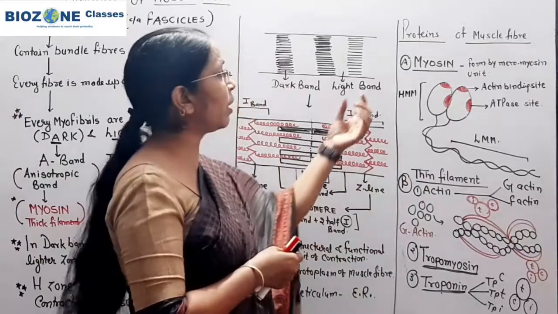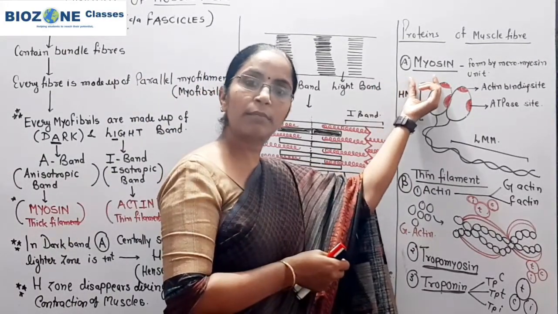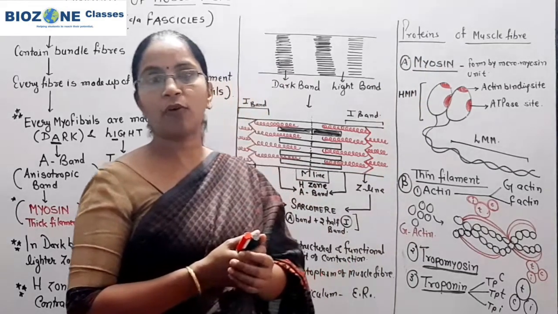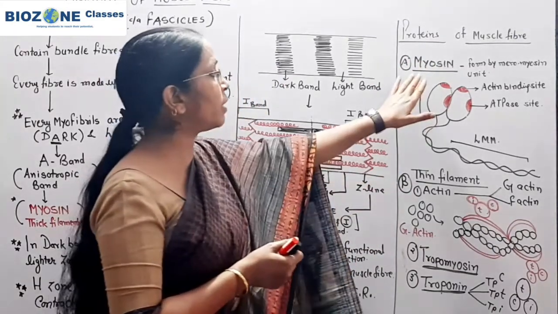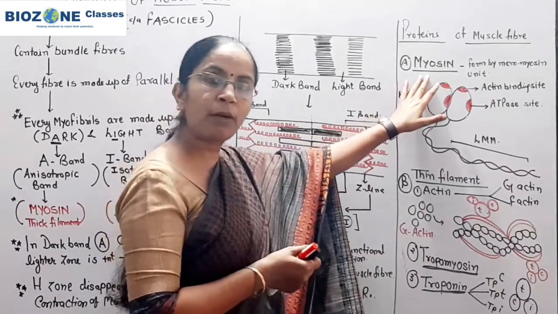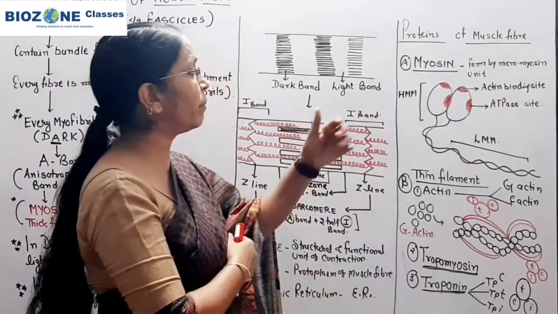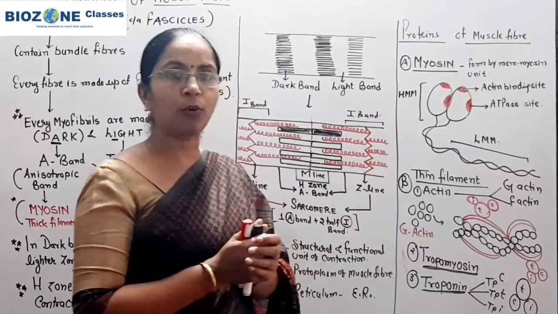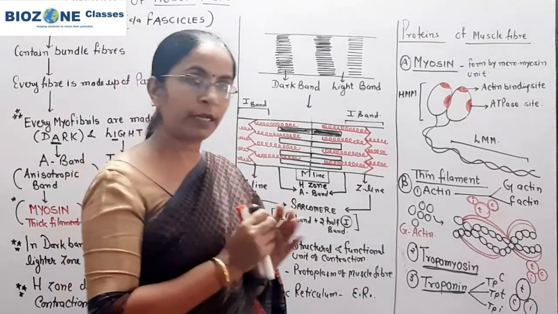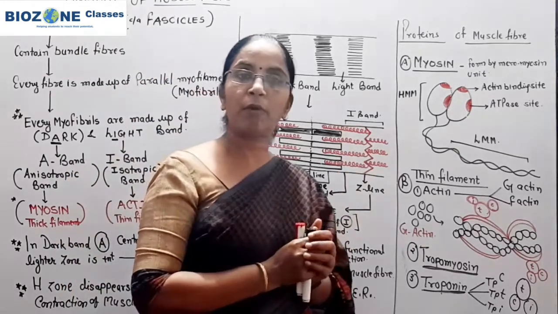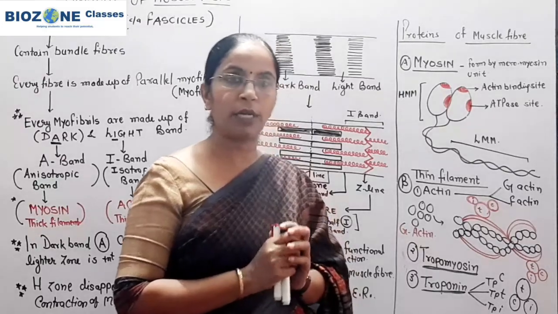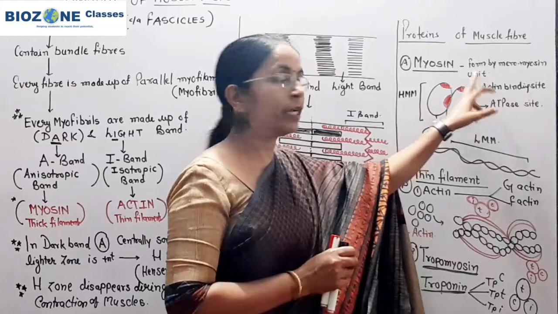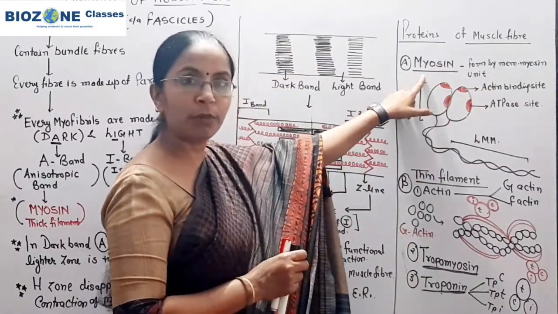First we study the thick filamentous protein, the protein which is responsible for the formation of the thick filament, that is myosin. When we study myosin, you remember, myosin is a polymeric protein, or a polymer. Clear? And this polymer is made up of a large number of monomeric units. What is the monomer? Meromyosin units are the monomers of the myosin protein.